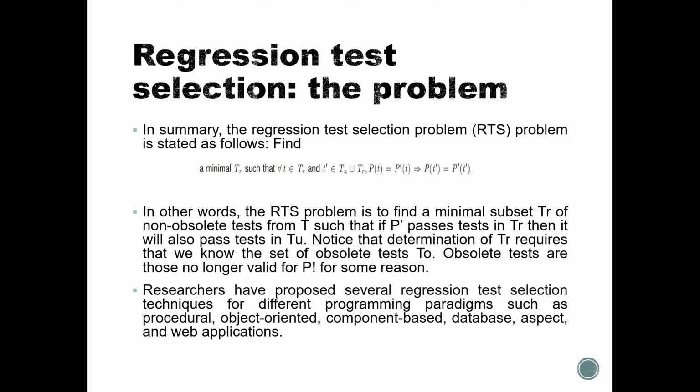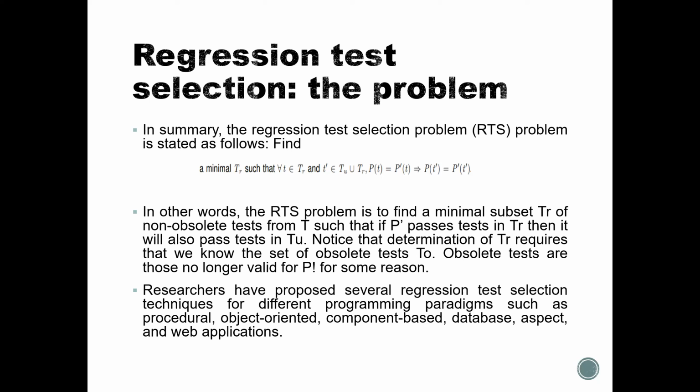So just to make it simple, the RTS problem is to find the minimal subset TR of non-obsolete tests from T such that if P dash passes the tests in TR, then it will also pass the tests in TU. However, the determination of TR requires that we know the set of obsolete tests T naught, because obsolete tests are those which are no longer valid for P dash, maybe because of certain reasons.